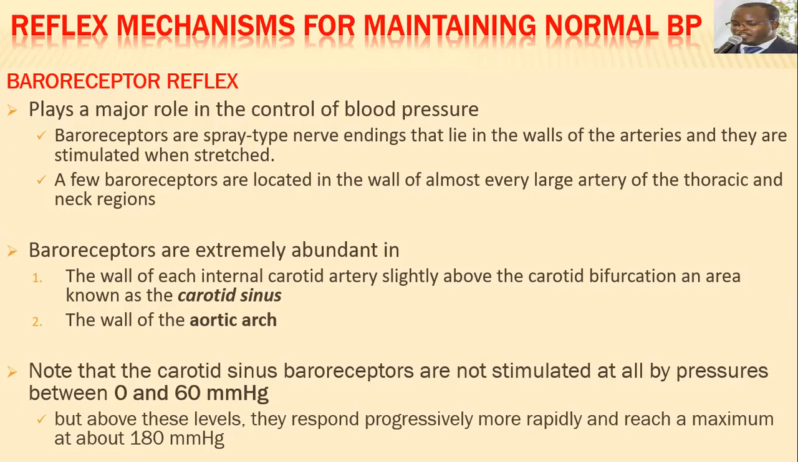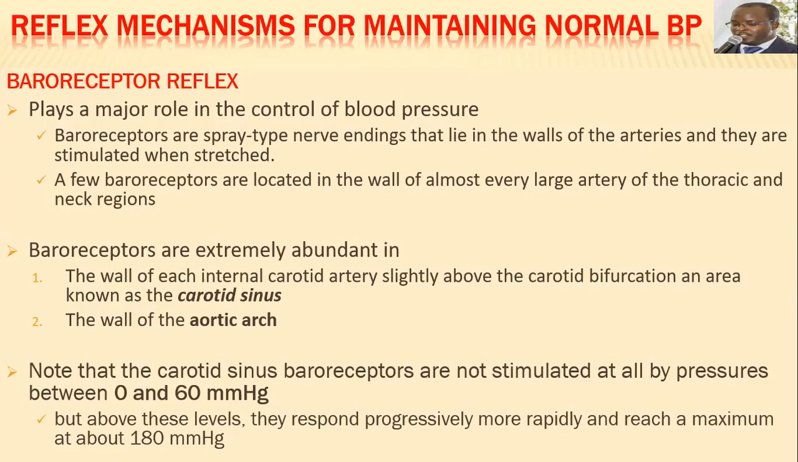But the baroreceptors are mainly abundant in certain locations. So in the carotid sinus and in the aortic arch, this is where you have most of the baroreceptors. So within the aortic arch, the action potentials will be transmitted via the vagus nerve or cranial nerve number 10. Then that of the carotid sinus will be transmitted via the glossopharyngeal nerve or the cranial nerve number 9. So they are responding to pressure changes.